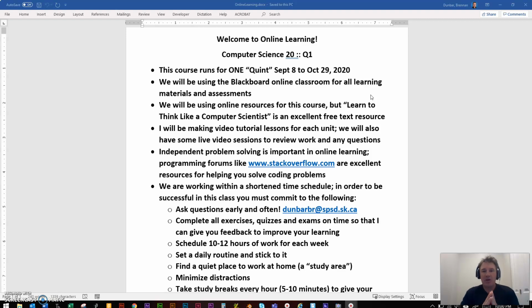So independent problem solving is important. I'm going to recommend www.stackoverflow.com as a first point of access if you're struggling with something. It's basically a website and forum dedicated to technology and to programming and coding and networking, and there's always people that are willing to help you answer a problem. And you know what?